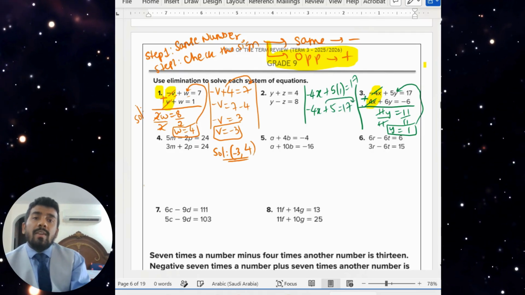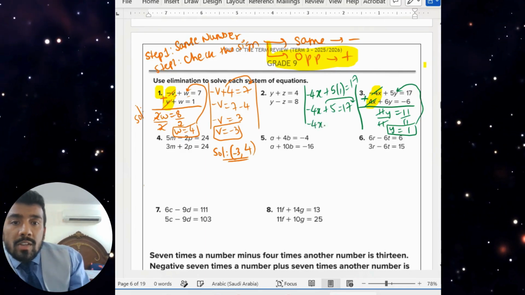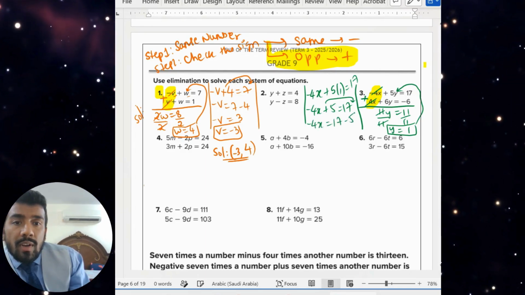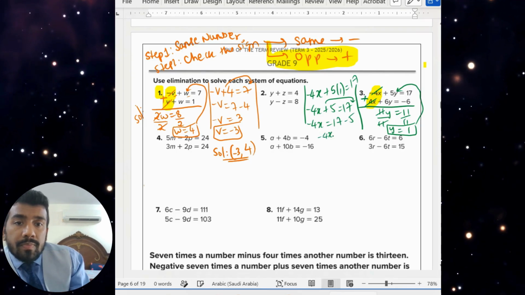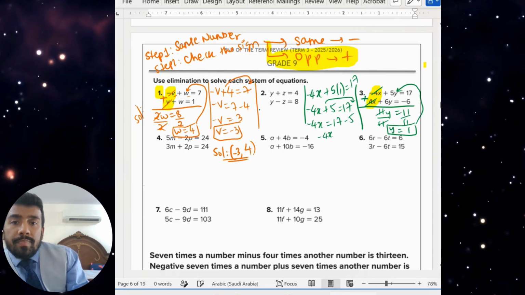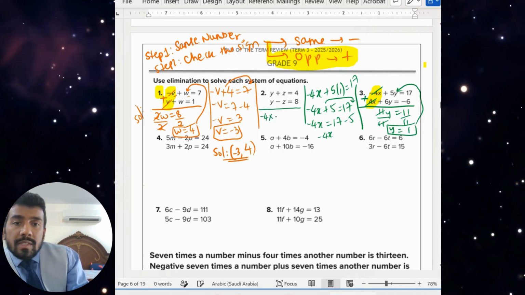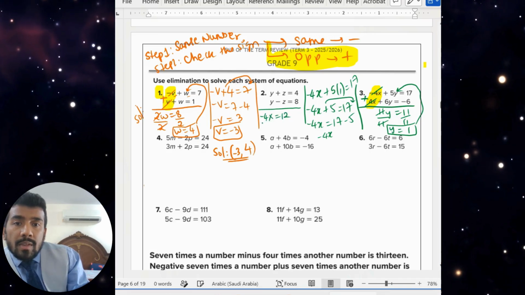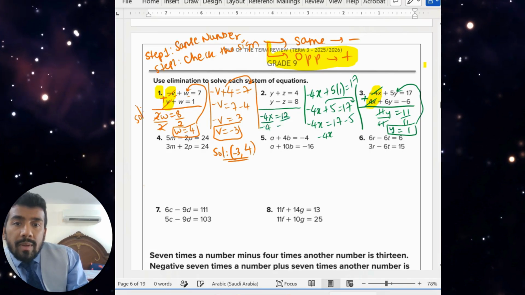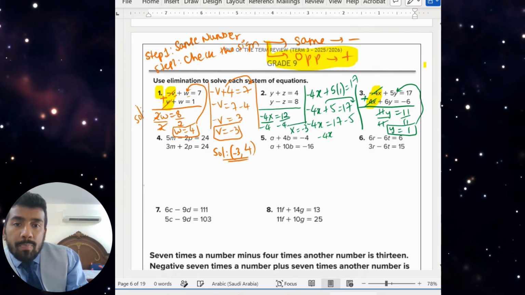Bring this plus 5 here. It will become minus 5. So minus 4x, 17 minus 5, that's 12. So minus 4x equal, we'll do it on this side, minus 4x equal 12. So divide by minus 4, divide by minus 4. So what do you get? X is what? Minus 3.